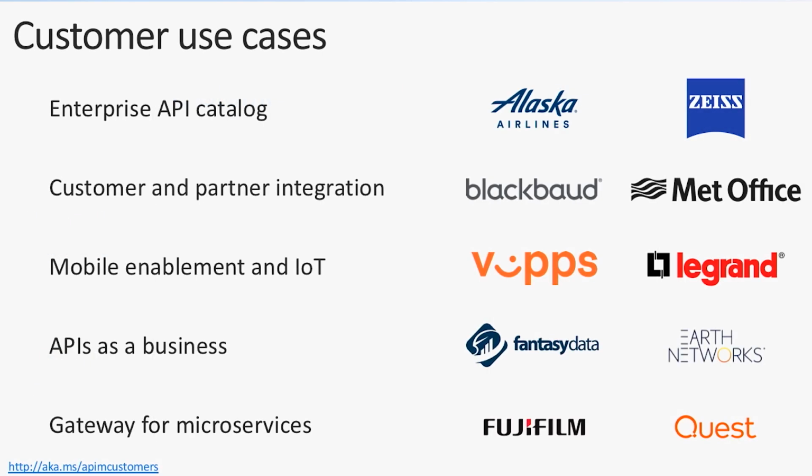So over the years, we have seen lots of very interesting use cases of APIs and API management. Here are some of the most common ones. The first one is Enterprise API Catalog. This is about using API management to expose all your APIs to internal and external developers and provide them with a central place to discover, learn, onboard, and consume your APIs.